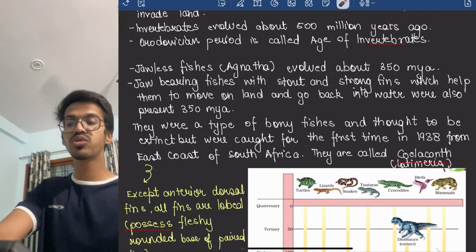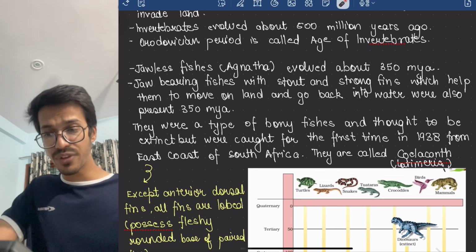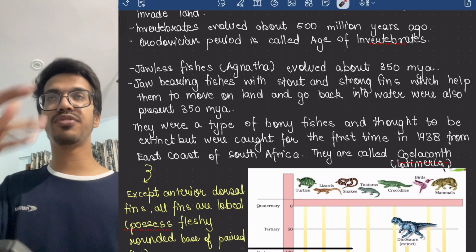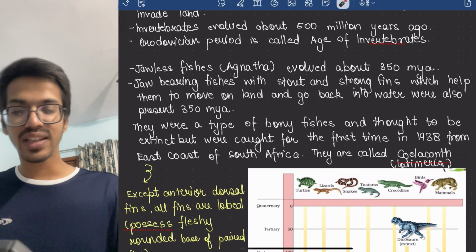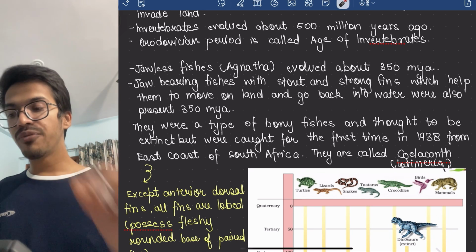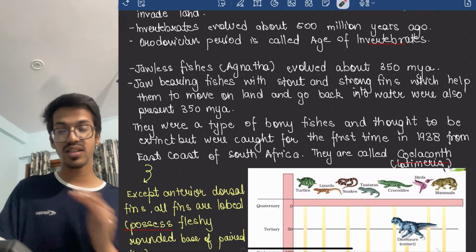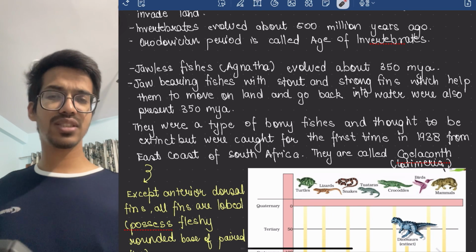Okay, so at the coast of South Africa, we found this beach. We got this beach by the fishermen, and that fish is the coelacanth, which is Latimeria, which is believed to be extinct but still present. But what is the quality about these fishes?